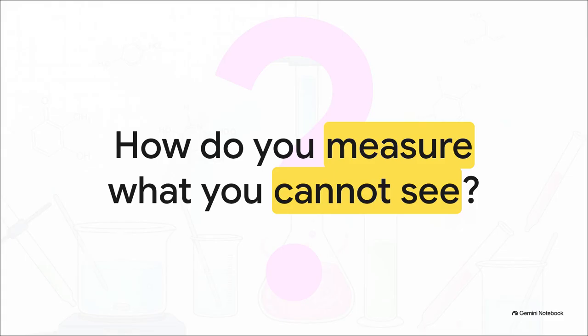We're going to kick off our lecture with a fundamental scientific puzzle. Imagine you're handed a flask containing a perfectly clear liquid. You know it's an acid, but determining the exact concentration of that invisible substance hiding inside the solution? Well, it seems completely impossible. So how exactly do you measure what you cannot see?